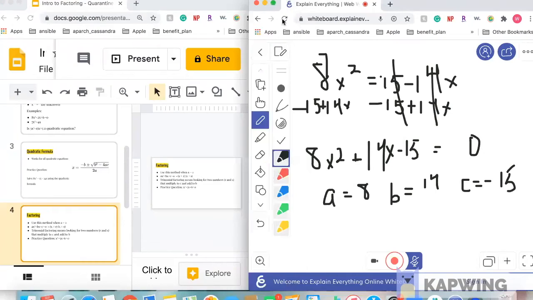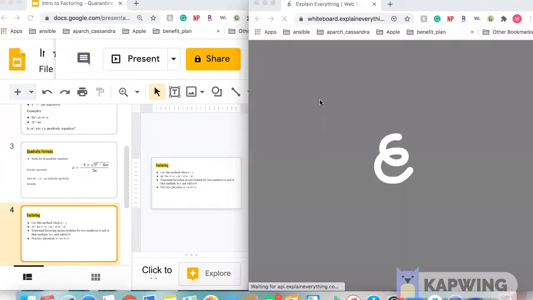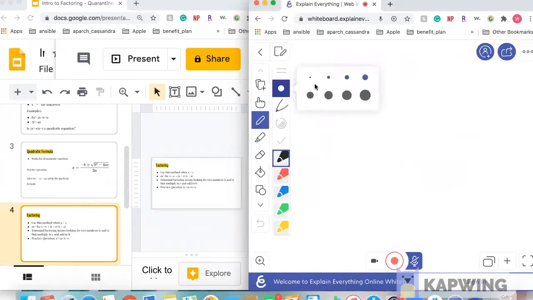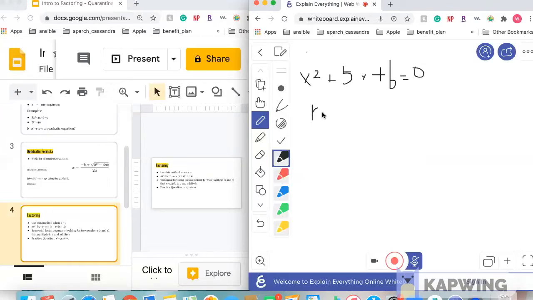And our practice question is x squared plus 5x plus 6 equals 0. So let me write that for you. x squared plus 5x plus 6 equals 0. So again, you're looking for two terms where we're going to say these two terms are represented by the variables r and s. So when r and s multiply to each other, they give you the c term, which in this case is 6. And then when they're added to one another, they give you the b term, which in this case is 5.